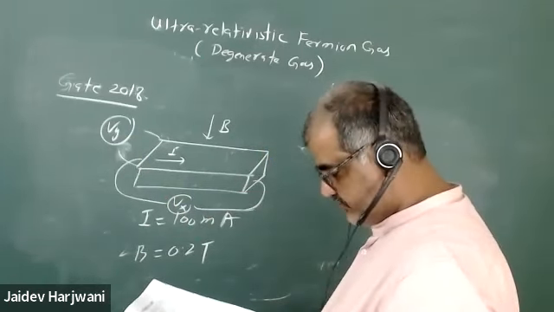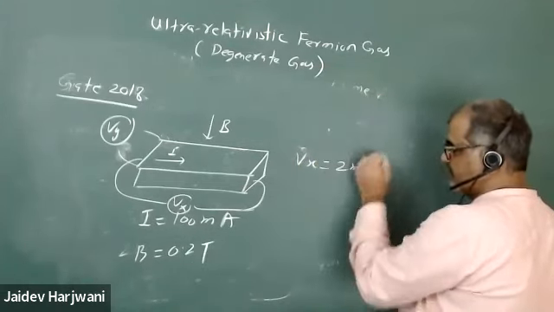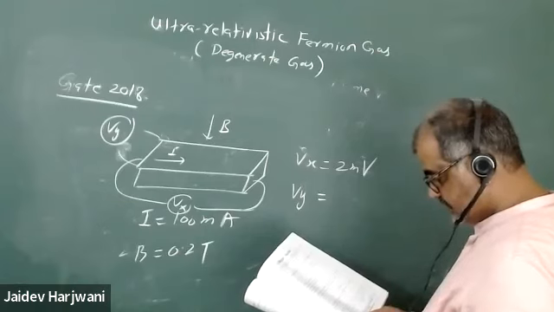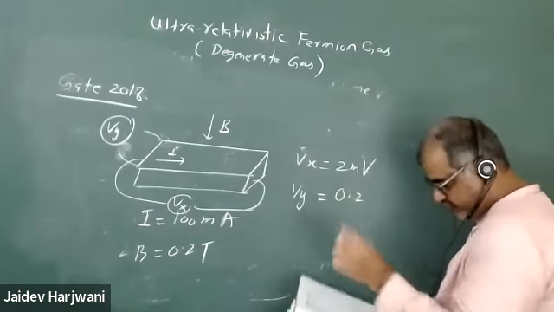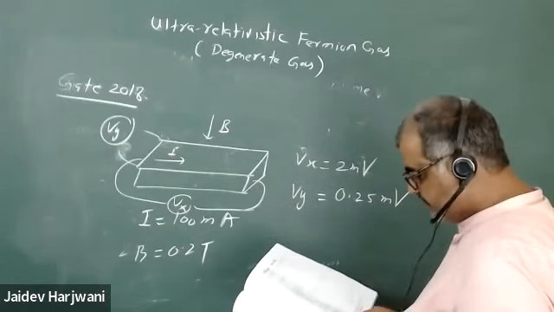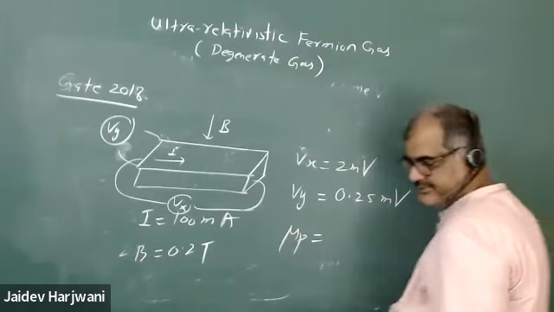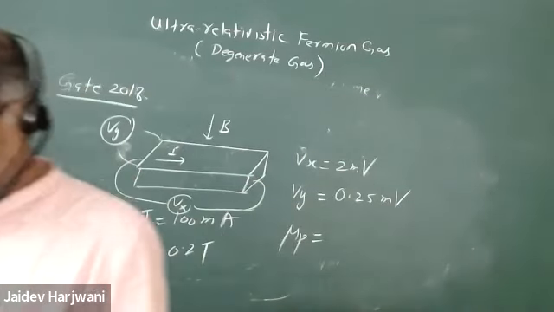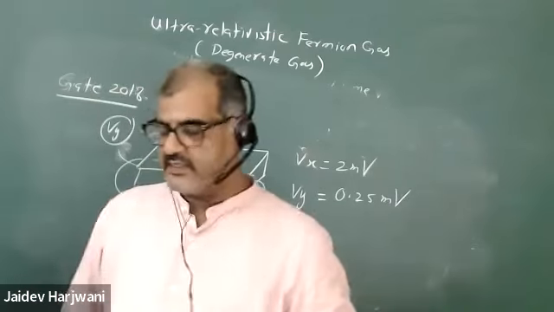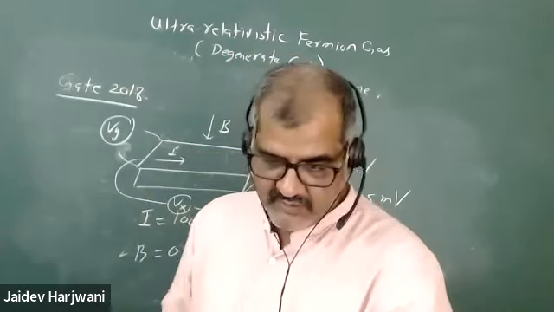So Vx is 2 millivolt, and Vy is 0.25 millivolt. They are asking what is the mobility of holes in the semiconductor. Because it is a p-type material, the charge carriers will be holes instead of electrons, so you need to calculate the mobility of holes.